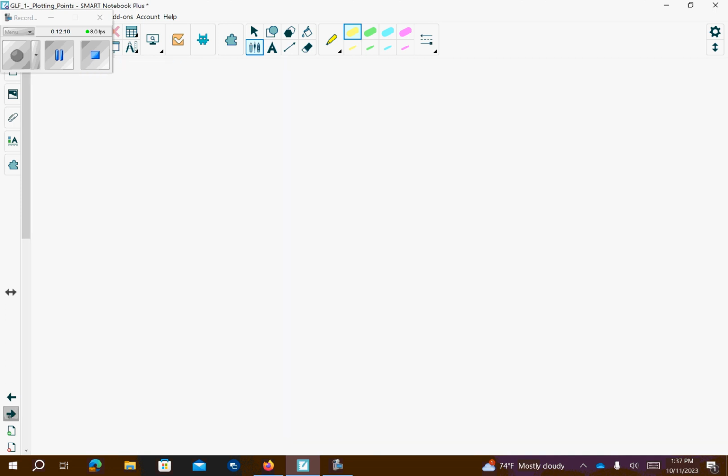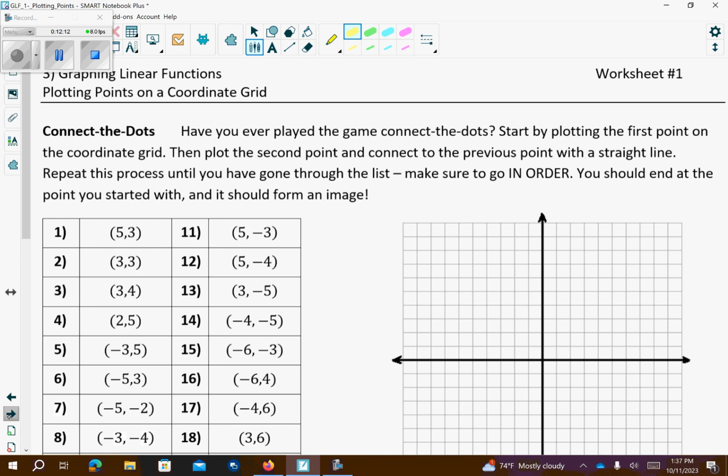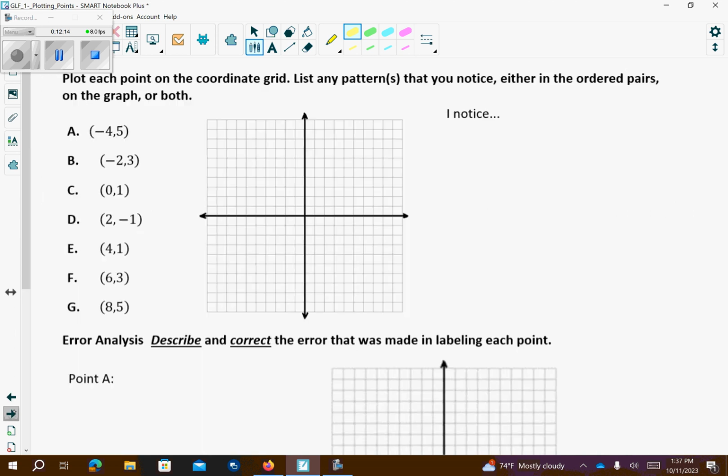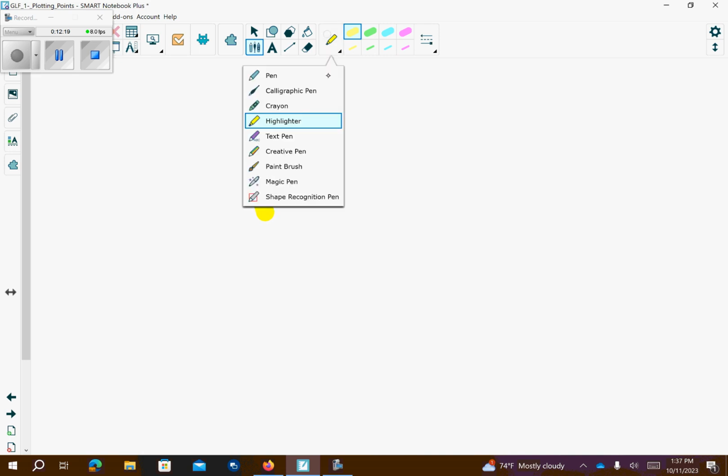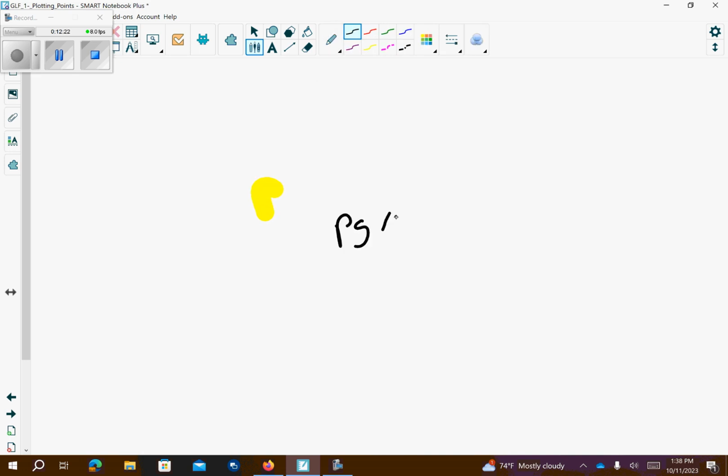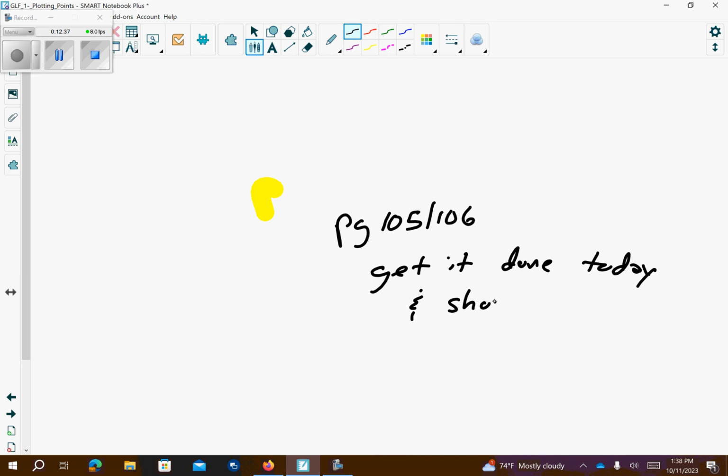I'm going to give you the rest of the period to work on this worksheet. So that's on page 105 and 106. And get it done today and show me. So that way I can put it in the grade book. Grade book today. Get it done today. That would mean you don't have any homework.